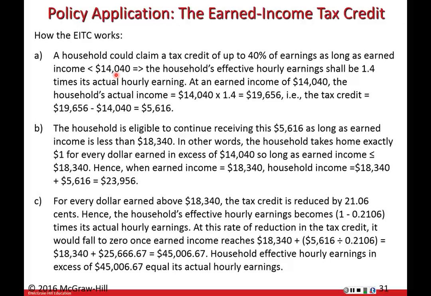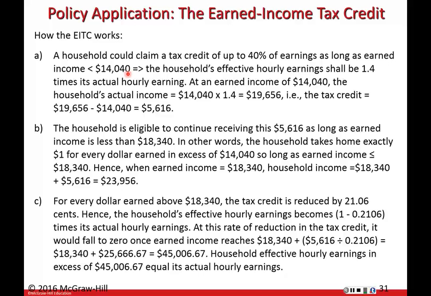The government just keeps tweaking its rules and regulations from year to year, so this information could be somewhat dated. But what we have today works in a pretty similar way. It says here, a household could claim a tax credit of up to 40% of earnings as long as earned income is less than 14,040.